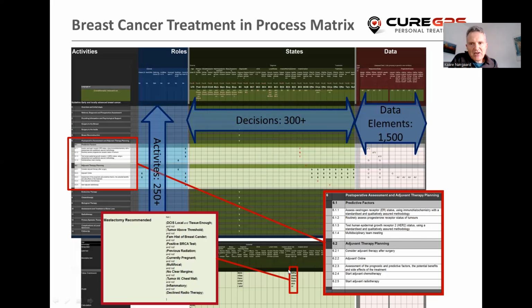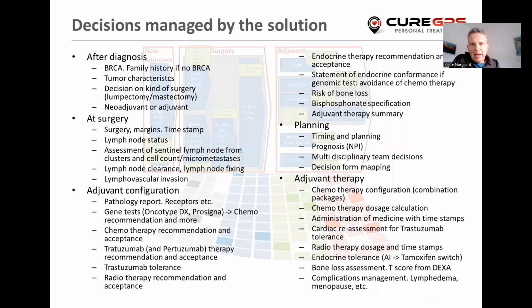So the process matrix is a complex format, or a very compressed format, that will enable us to hold a very complex solution and a complex problem in the same format. And the wealth of the breast cancer solution is depicted here in headlines. We'll take a few headlines out just to show you how they are handled by this process matrix and the tool that runs on top of it.